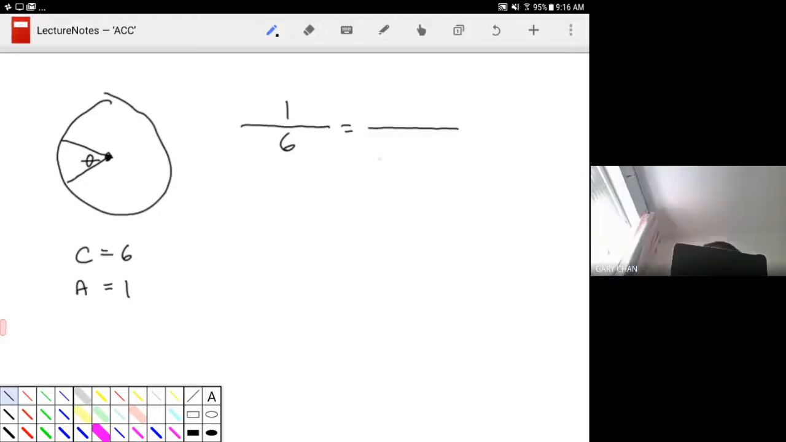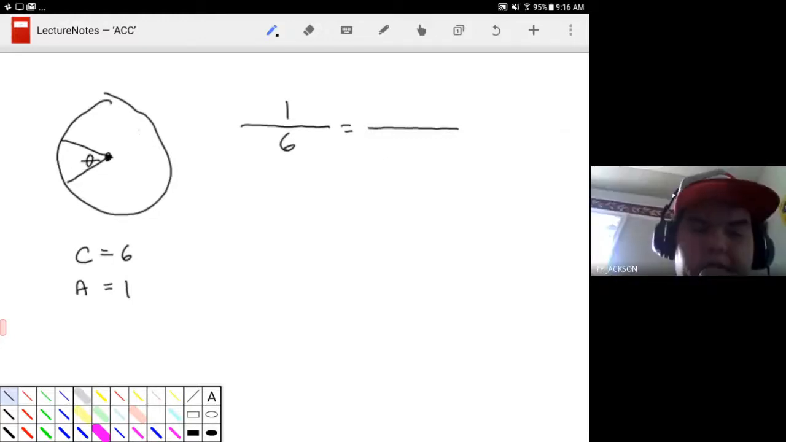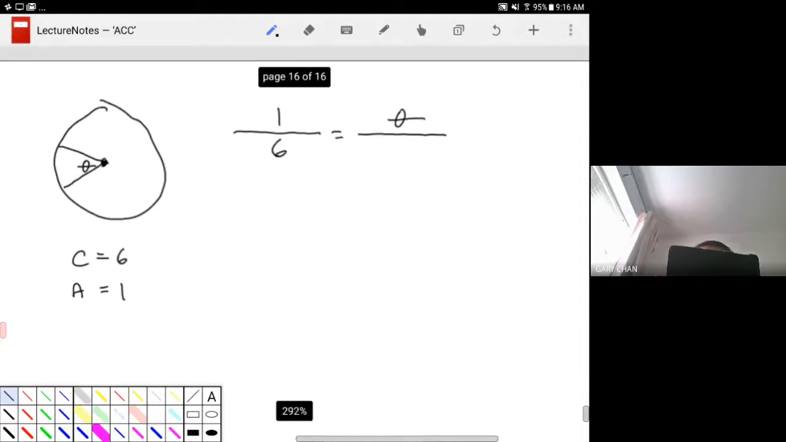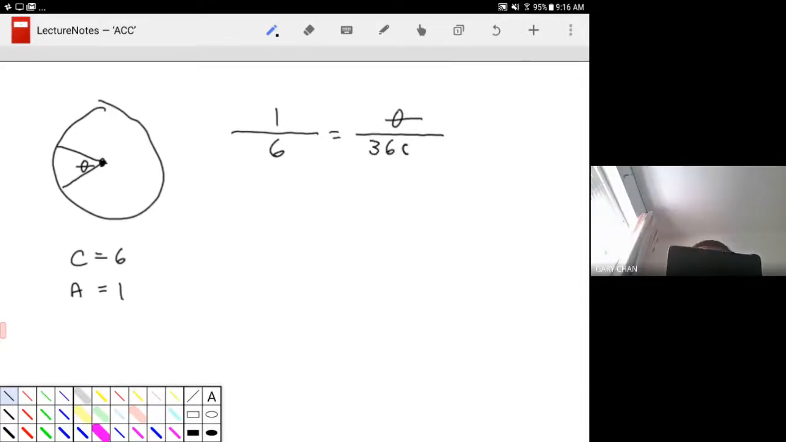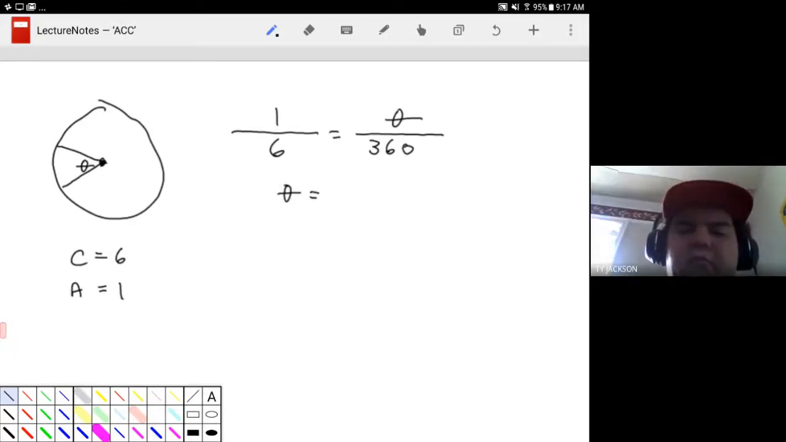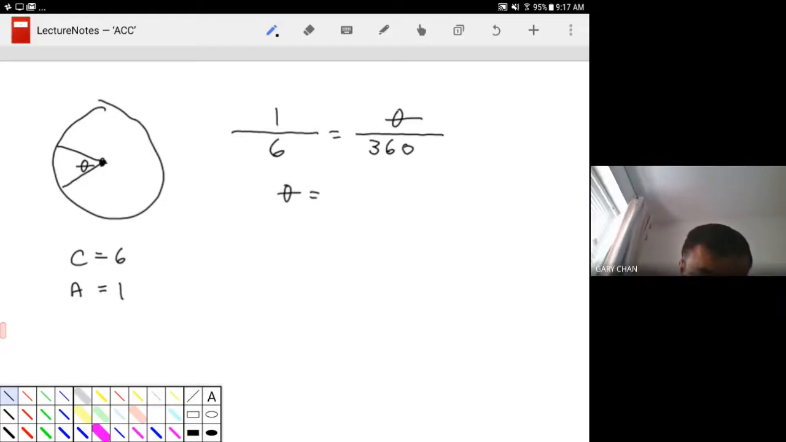No, we don't. So what are we going to call that? Well, it's called theta already, so we might as well. Excellent. We called it theta already. Good catch there. Divided by how much? 360. Excellent. Solve for theta. So that'd be 60. That's exactly it.